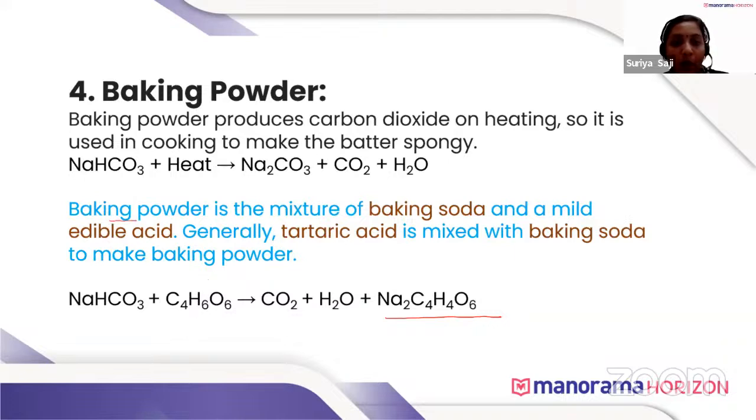So baking powder is a mixture of baking soda and a mild edible acid. Here we took tartaric acid. Tartaric acid is a weak acid. Okay, that's why we took that one. So we can prepare baking powder out of baking soda and tartaric acid. This is the formula for that baking powder.